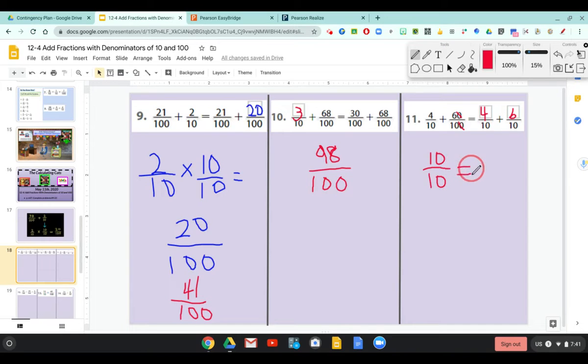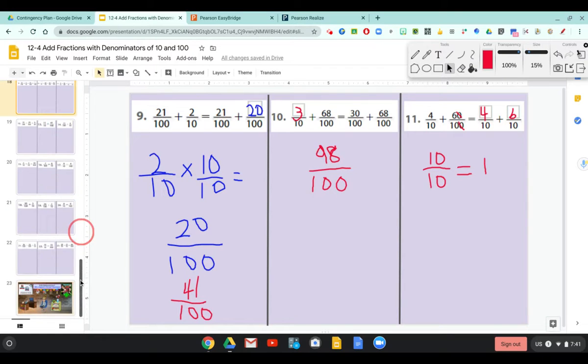Okay, so now let me go to the next page here and erase this. All right, guys, now I want you to pause.